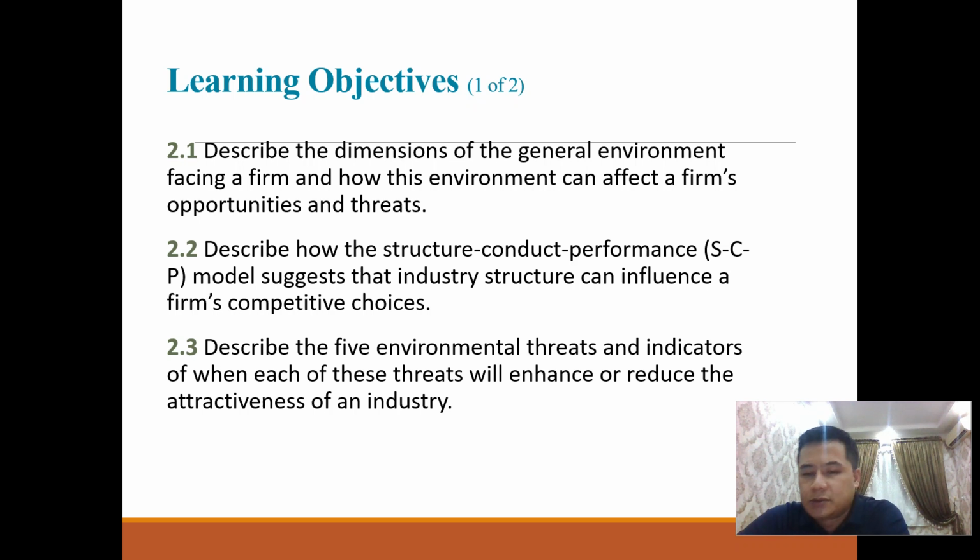The learning objective for today's class is to describe the dimensions of the general environment facing a firm and how this environment can affect the firm's opportunities and threats. Then in the second part, describe how the structure-conduct-performance (SCP) model suggests that industry structure can influence a firm's competitive choices. Then describe the five environmental threats and indicators of when each of the threats will enhance or reduce the attractiveness of an industry.